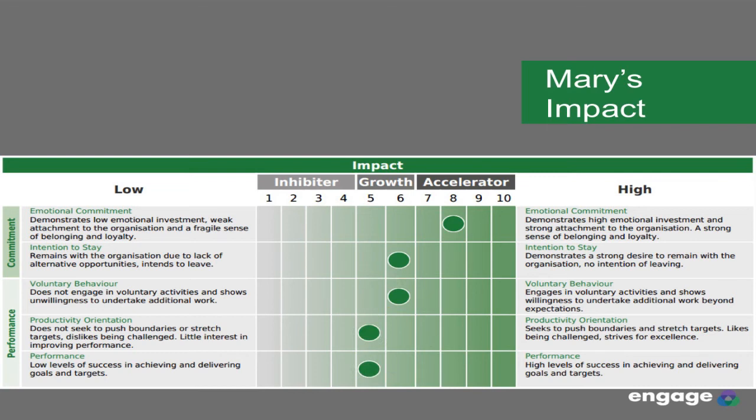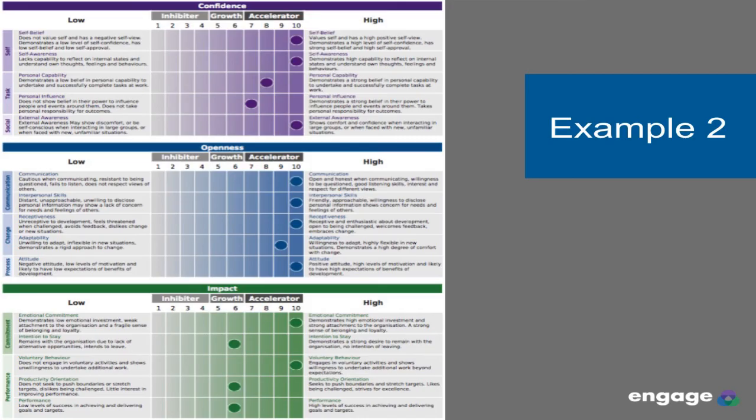Okay, so we've spent some time looking at Mary's profile. So here's a second example. What I see here is somebody who has scored themselves very highly, sitting in the accelerator with some growth areas. So what is it you see when you see this profile?